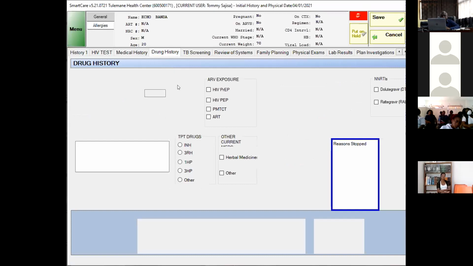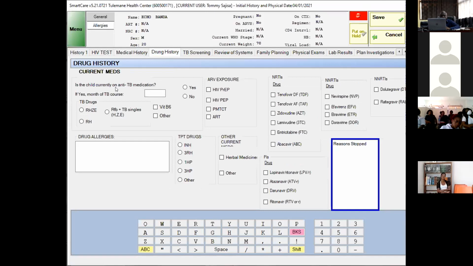So if the patient is currently on TB medication, you say which month of TB course. Of course, here you want to know whether they are in the intensive phase or in the continuation phase. So if it is 1, for example, then the intensive. If it is 4, 5, they are in continuation, and the drugs that they are taking. Then the TPT drugs are also here. So you have your INH there, your 3RH, the 1HP, 3HP, other, and also the other drugs, including the herbal medicines, if they are there.